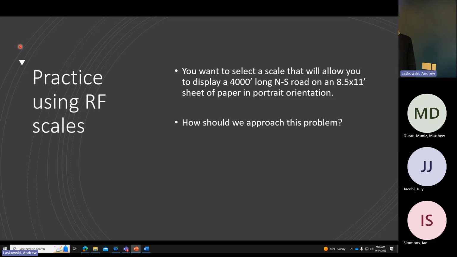So we can just set up that RF scale, right? 10 inches is equal to 4,000 feet. Now to make this into a proper RF scale, we just need to get the units to be the same units on both sides. So we just multiply 4,000 by 12. Can someone tell me what that number is? 48,000.